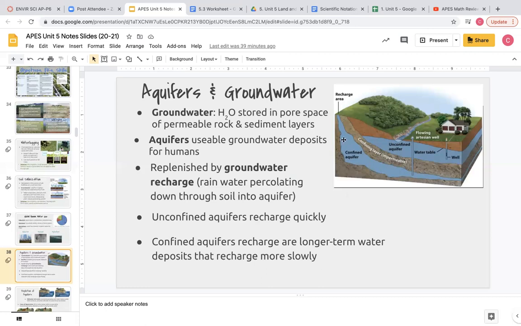So sometimes, I mean, you can basically run a well dry. If you're using water a lot quicker than it can recharge, you've got to think it takes a long time for that water to flow through the soil and get down into that aquifer. And if it's not raining a lot and recharging that aquifer and you're using a lot of water, you can run the well dry.